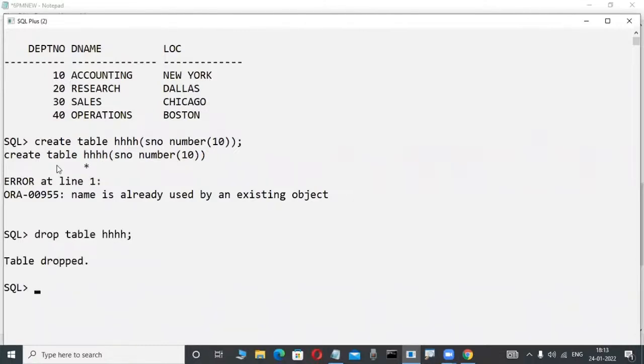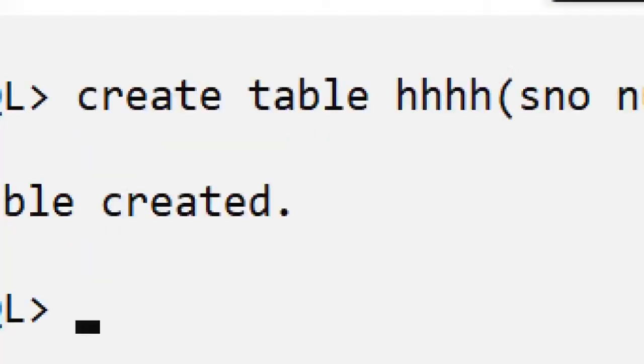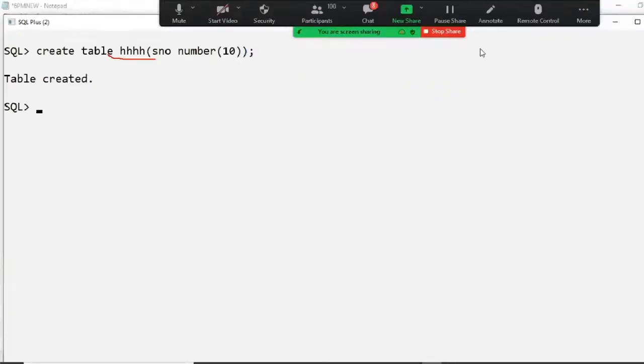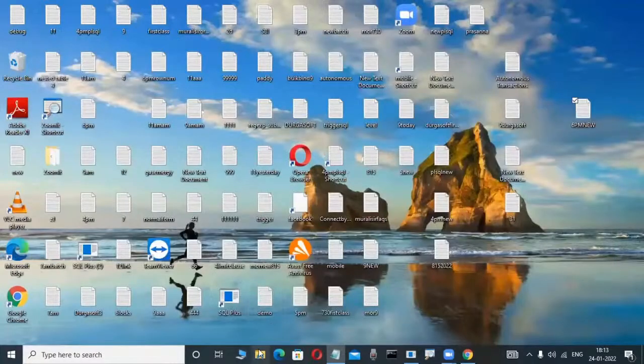Okay, now here, suppose I'm creating a table in my database, for example. Whenever I'm creating a table, this is not visible in the operating system. Observe here, this is not visible in the operating system. This is in my system.